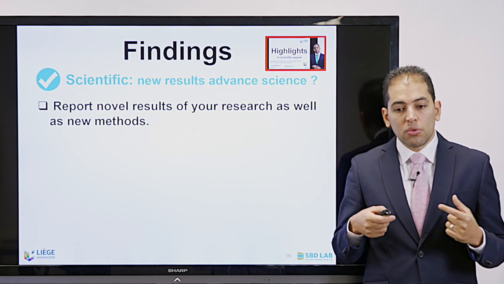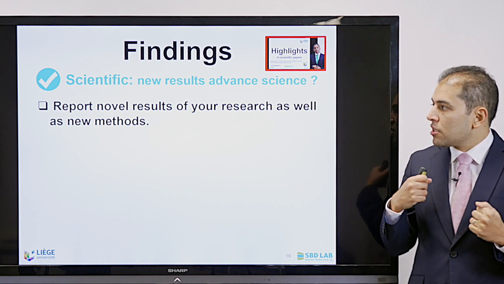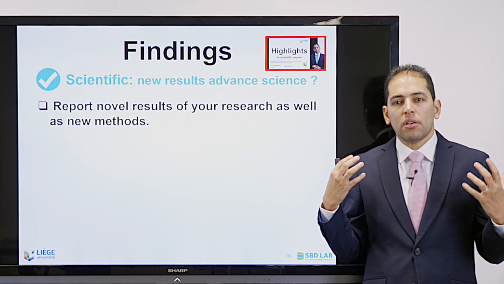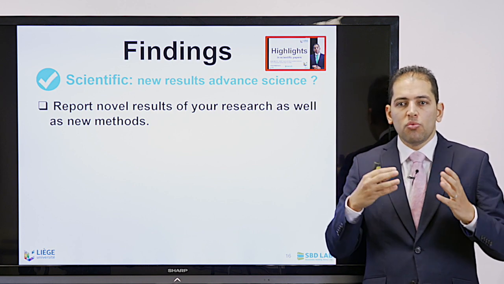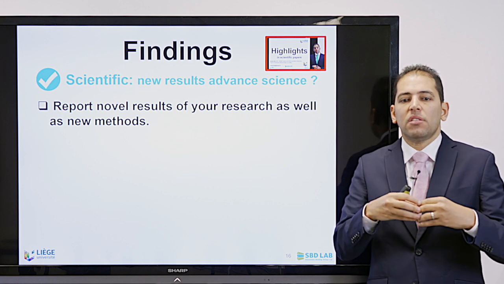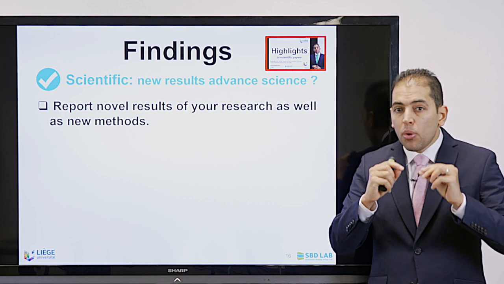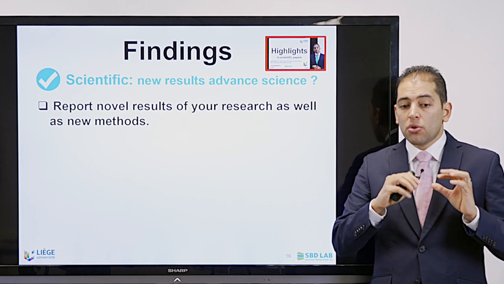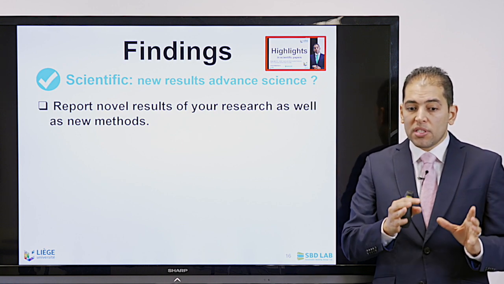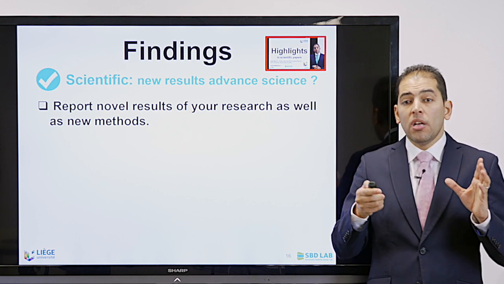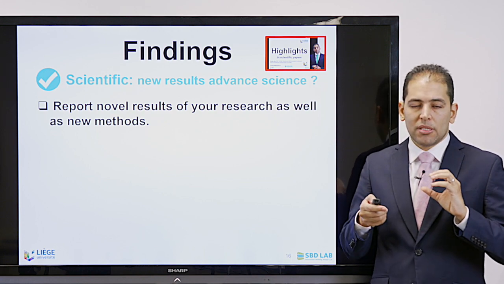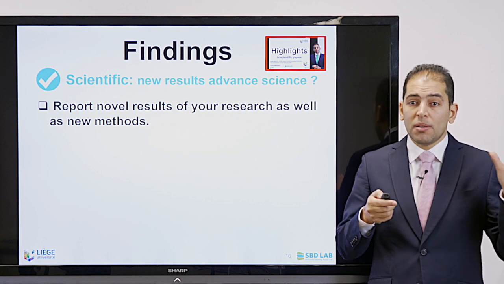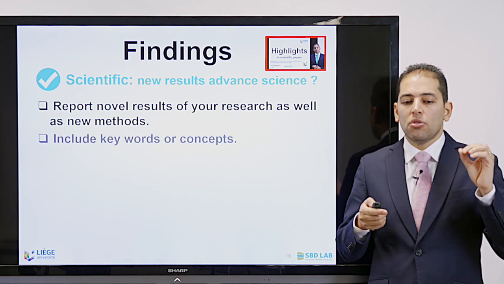So it's very important when you're talking about your findings that you ask yourself, from a scientific point of view, what is new? What are the results that, through my work, I discovered that can advance science? And you report those new results. So you always have to report novel results of your research as well as new methods. If you developed a new method, then you are reporting on a method. If you are developing new results thematically based on an analysis, you report on them.